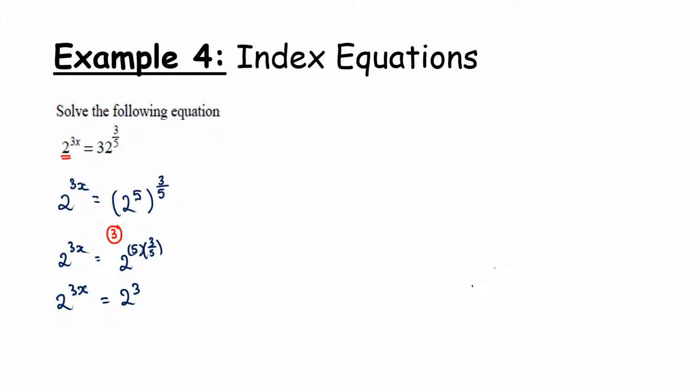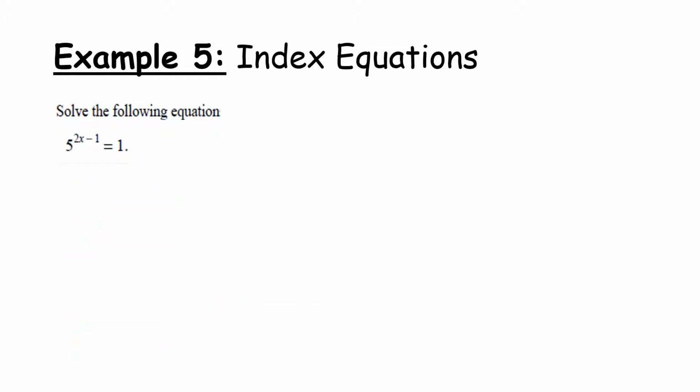Since I've broken this down into having the same base on both sides, what I can do is ignore the base. Because if the base numbers are the same, I can then say that the indices must be the same. Therefore, 3x must equal 3. So I'm looking at this power here must equal this power here, and simplifying that down by dividing both sides by 3, I get x is equal to 1.